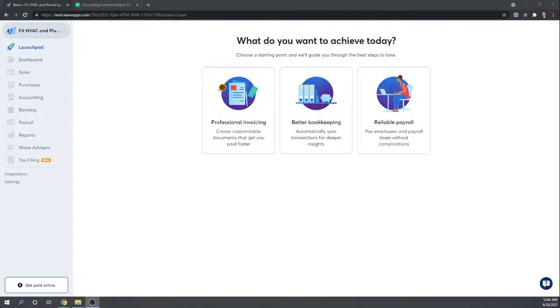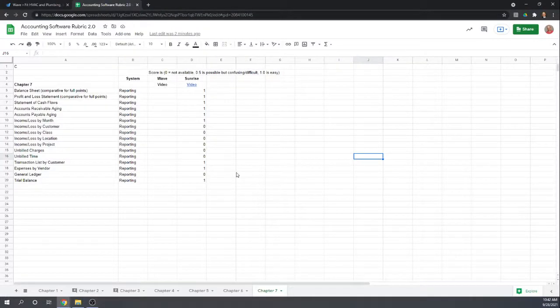Today I'm going to be evaluating Wave accounting software based on Chapter 7 of the Fit Small Business case study. This deals with reporting. Today's is a little bit different. Instead of entering any specific transactions, we're just going to look through the software and determine which of these 16 reports are available within Wave.